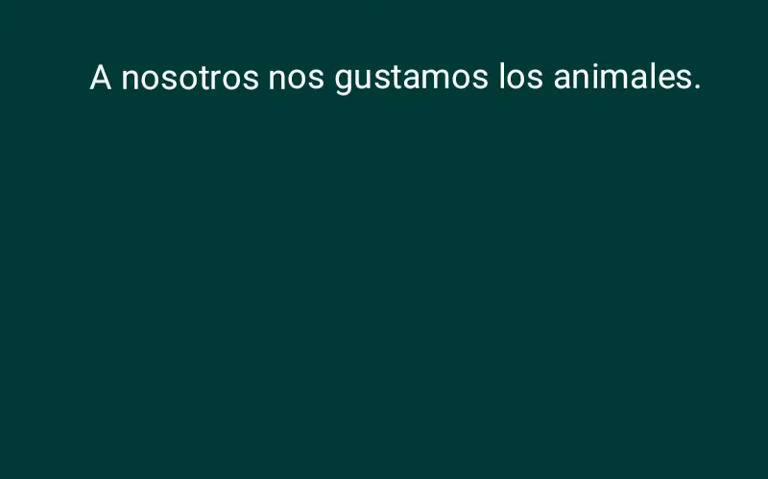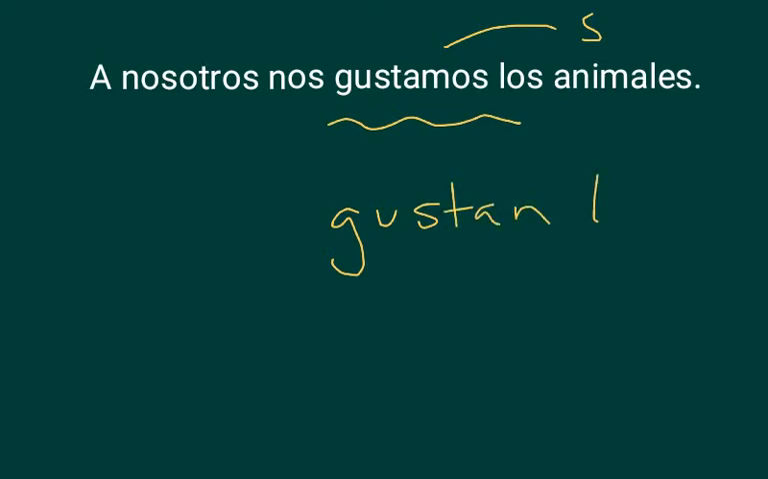By now you've probably figured out that this is an issue with gustar. So think about this sentence. What is the thing that's pleasing? What is the thing that's causing pleasure to us? So that's the subject, los animales. So this is going to be the subject of this verb, right? So gustan, los animales gustan. Los animales gustan a nosotros. A nosotros nos gustan los animales.